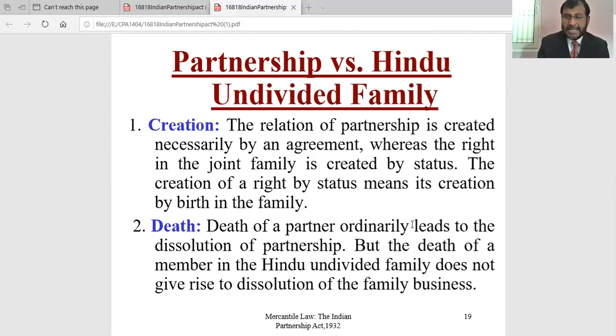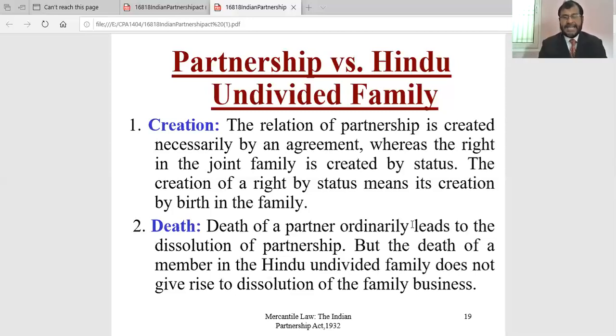Suppose I am born in a Hindu undivided family and I have the right by birth. I become a coparcener, or whatever it is, a member of a Hindu undivided family. All members may not be coparceners, as you know, but this membership in HUF I attained by my birth. Nobody in this world can deny that.